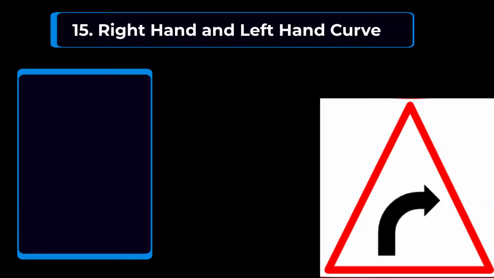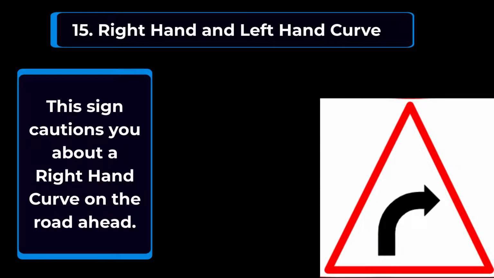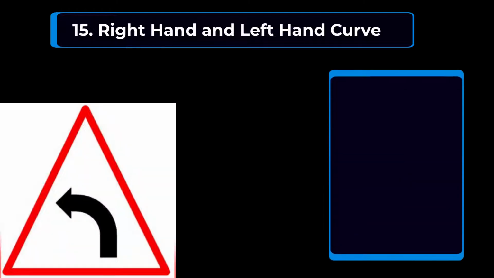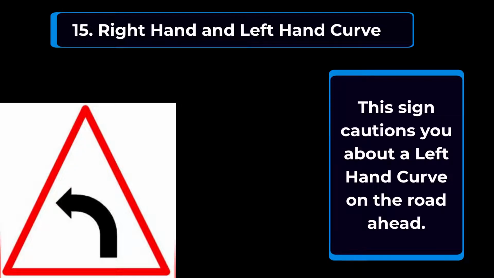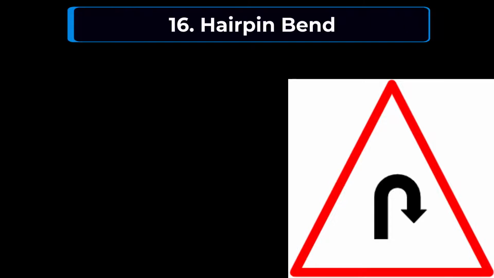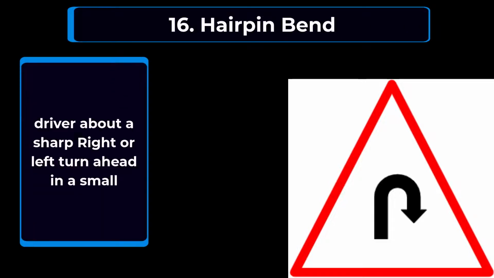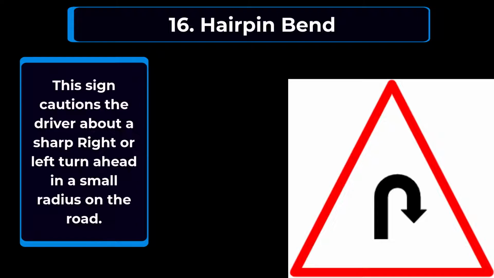15. Right-hand and left-hand curve. This sign cautions you about a right-hand curve on the road ahead. This sign cautions you about a left-hand curve on the road ahead. 16. Hairpin bend. This sign cautions the driver about a sharp right or left turn ahead in a small radius on the road.